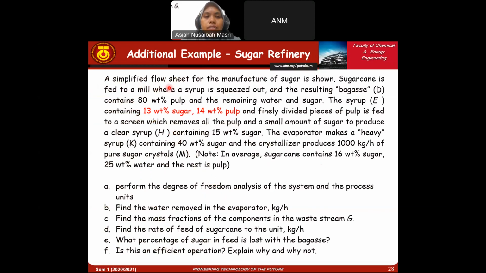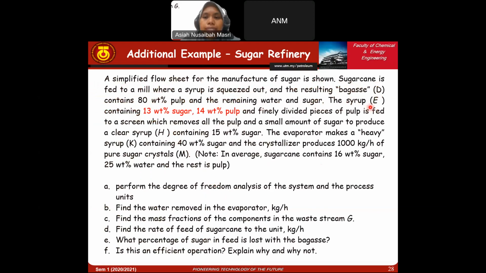A simplified flow sheet for the manufacture of sugar is shown. So after this slide, there will be a slide showing a flow sheet. Sugarcane is fed to a mill where a syrup is squeezed out and the resulting bagasse D contains 80 weight percent pulp and the remaining water and sugar.